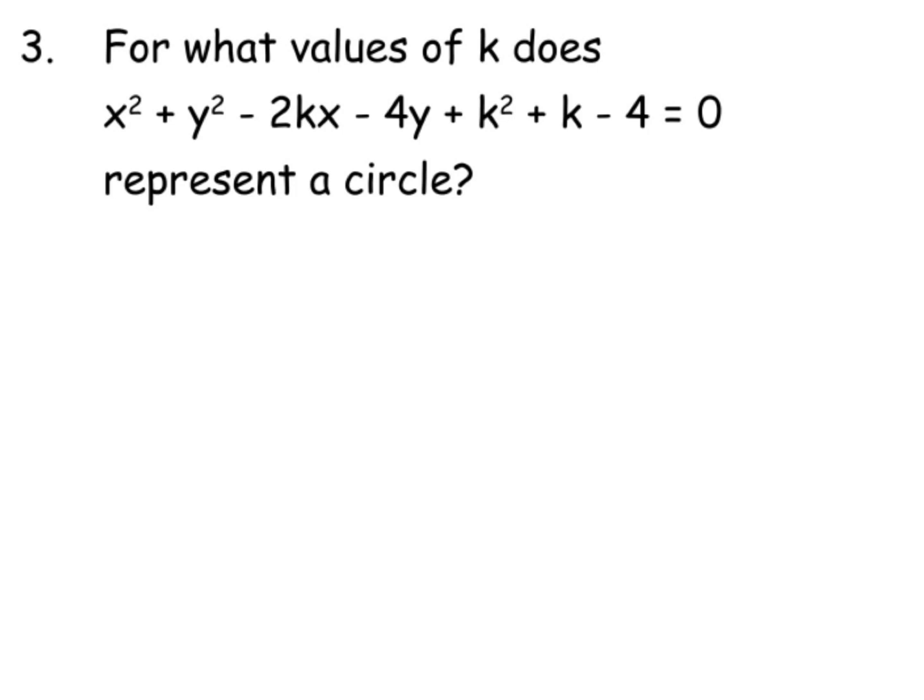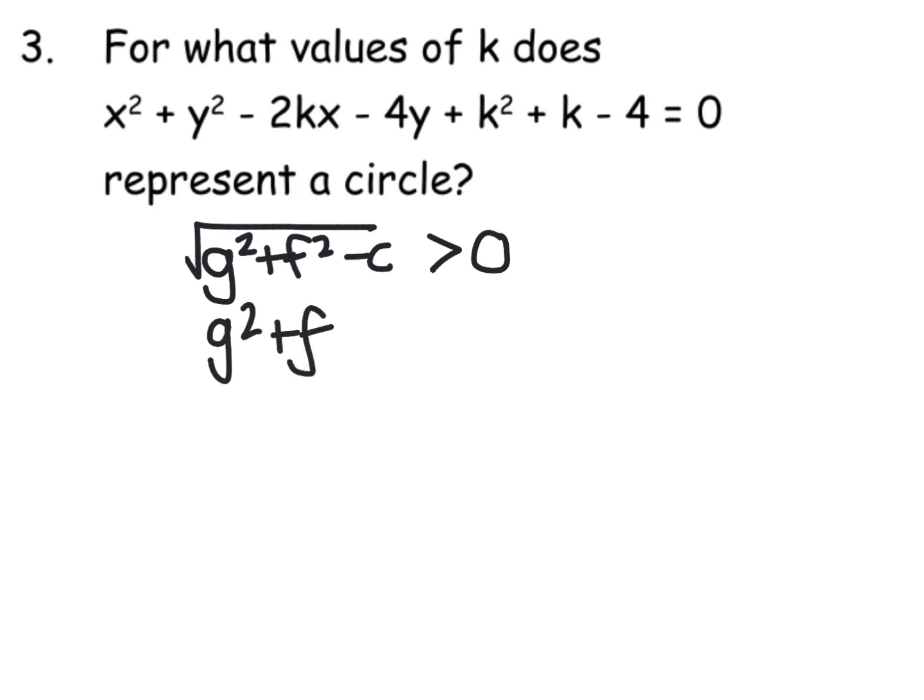Okay, so here is my example 3. For what values of k does this represent a circle? So if you remember when I introduced the formula, we said for a circle to exist, that radius formula where we did g squared plus f squared minus c, for that to work it had to be a positive number because you can't square root a negative. So basically what we're saying is that this has to be greater than 0. The opposite of square rooting something is squaring, so you'll do 0 squared, which is still just 0. So essentially, this bit here has to be greater than 0.